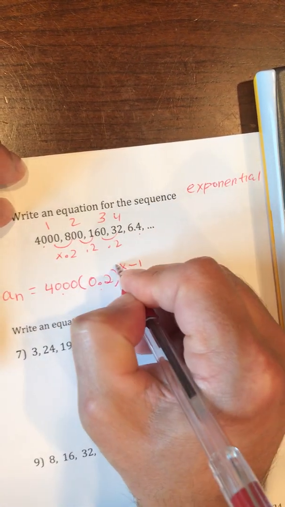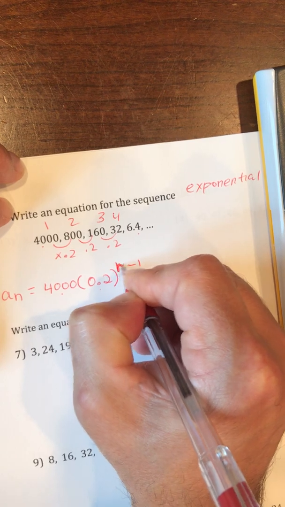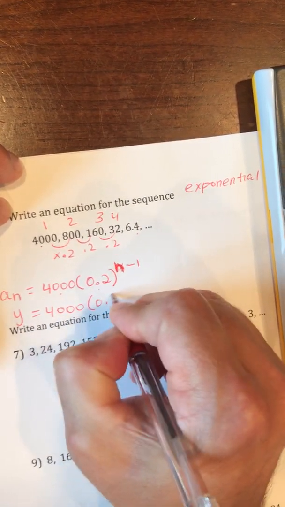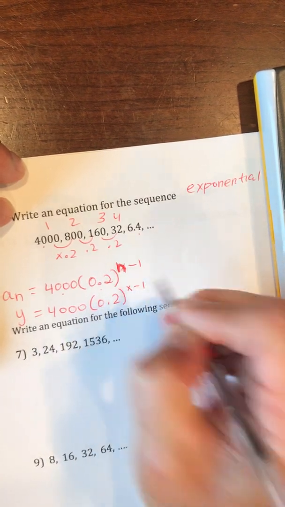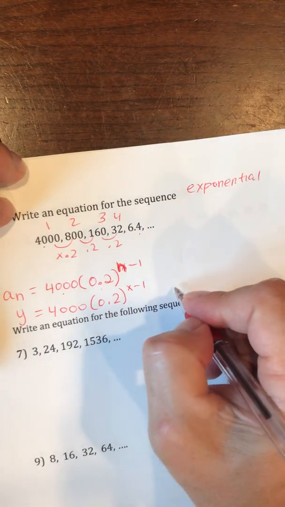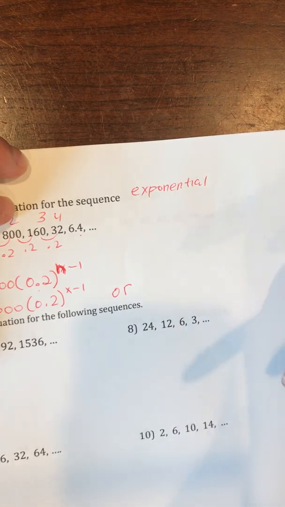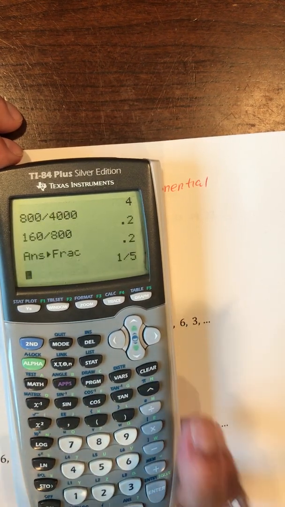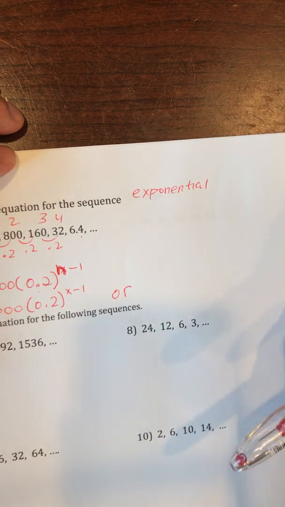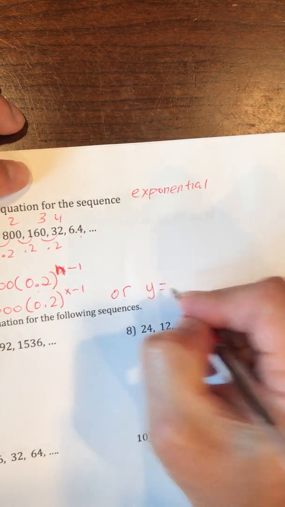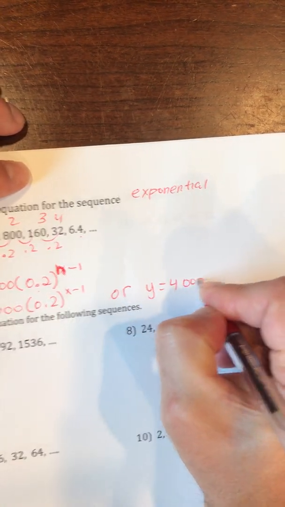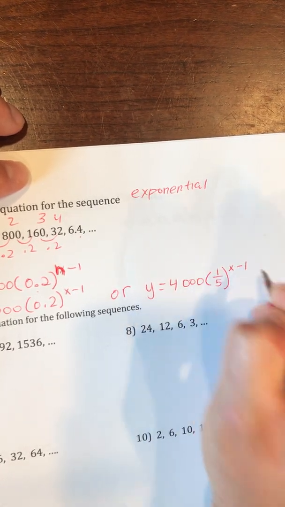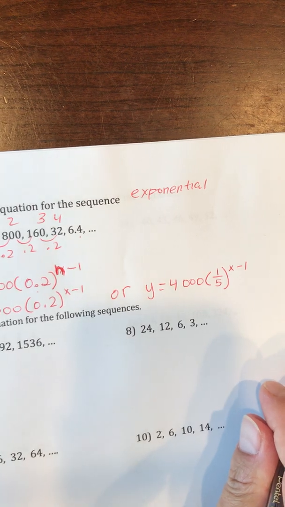a_n equals, I really should write n minus 1, or you could write y equals 4,000 times 0.2 to the x minus 1. Now, there's one other way you could write this. Remember, if you take 0.2 and you hit math, enter, enter, that'll change it to a fraction. So if you wrote y equals 4,000 times 1/5 to the x minus 1, that would be fine also.